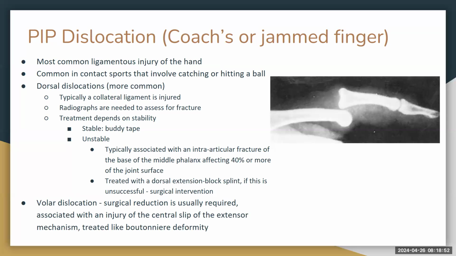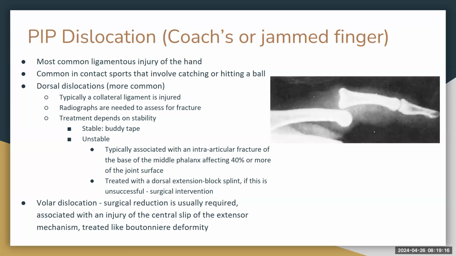And the treatment depends on the stability. So if they're stable, they can do buddy tape. If they're unstable, there's typically an intra-articular fracture. And we want to make sure that it doesn't involve 40% or more of the joint surface. That's the big number for these. And then again, you treat that with an extension block splint. If it's unsuccessful, you do surgical intervention.